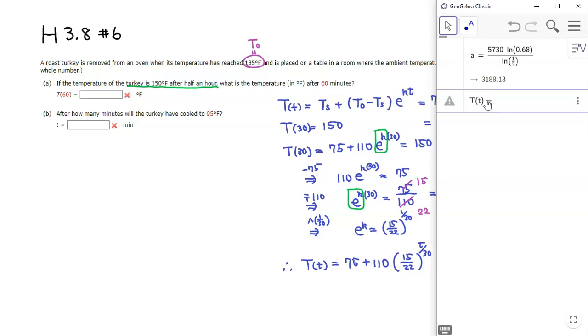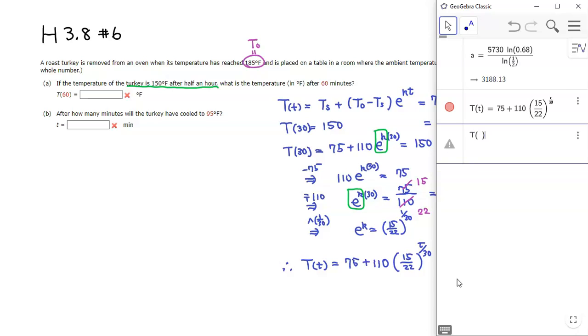is equal to 75 plus 110, and then you have 15 over 22 raised to the t over 30, right? And I hit enter. Then we just have to find the T of 30, and I hit enter. All right, so it looks like it's actually 150, right?